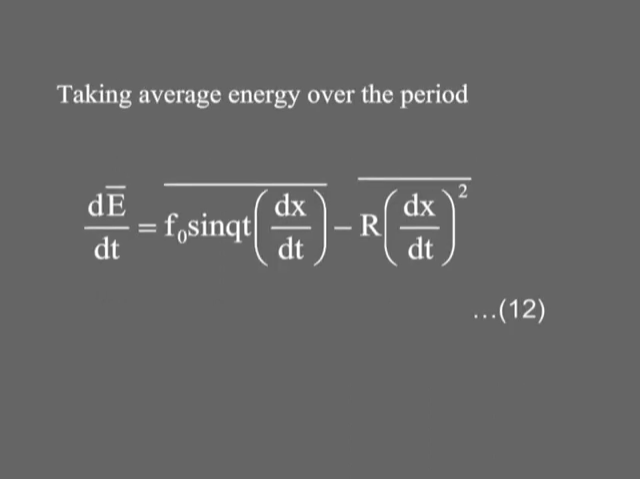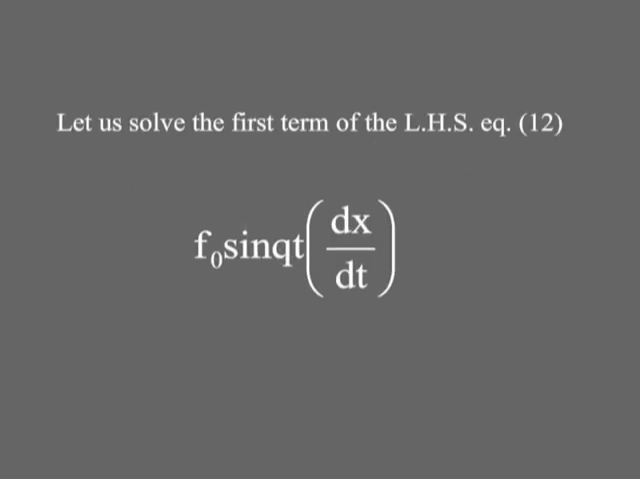Taking the average energy over the period, we can write d/dt of the average energy is equal to the average of F0 sin qt dx/dt minus the average of r (dx/dt)². Let us solve the first term of the above equation, that is, F0 sin qt (dx/dt).